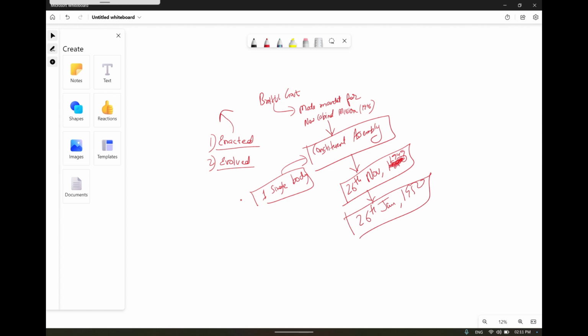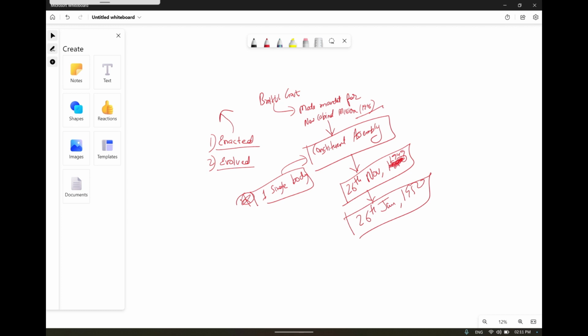British government was also weakened, so they had to accept the Indians' demand that they have to leave the country. That's why the British government made a mandate for a new Cabinet Mission in 1946, and this new Cabinet Mission formed one Constituent Assembly, that is called a single body. That is a key term for it. If you have to say what is enacted, one single body was responsible for it.